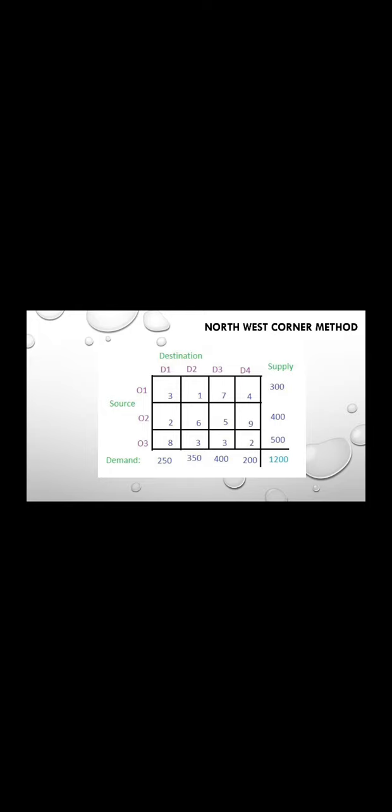From the remaining table, the northwest corner cell is 2 and d2. The minimum among the supply from source 2, that is 400, and the demand for column d2, which is 300, is 300. So allocate 300 to the cell 2 and d2. The demand for column d2 is completed, so cancel the column, and the remaining supply from the source is 400 minus 300.